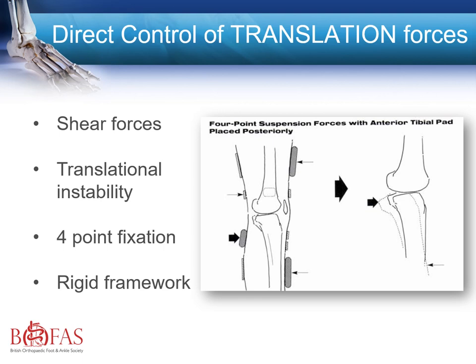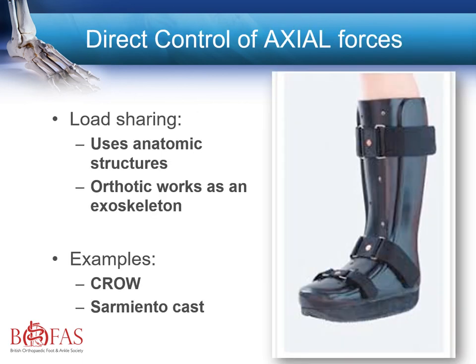Sometimes there's more than just a rotational force around a damaged joint. There may be an element of translation, which is more commonly thought about, for example, at the knee. And to control the translational instability, you need an extra fourth point of fixation, as demonstrated in the diagram. An orthotic can be very effective at sharing the load or sharing the body weight. For example, it works as an exoskeleton, and a common example of this would be a Crow walker, as seen in the picture, for taking the weight off a painful, stiff hind foot, for example, after a Charcot neuroarthropathy.